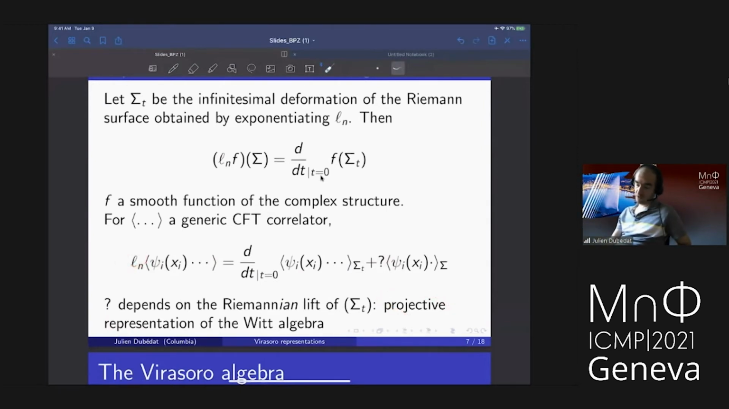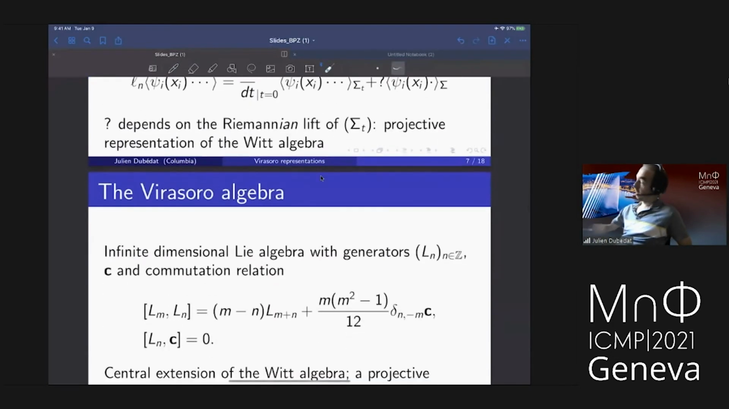So instead of having your vector fields operate nicely, they operate up to this ambiguity. And having a representation up to such an ambiguity is called a projective representation. So instead of mapping your Lie algebra to GL_N, you map it to GL_N modulo scalar matrices.